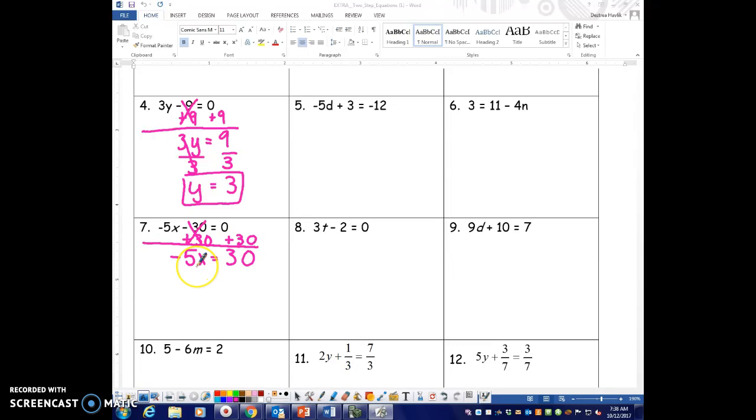Now, what's this negative 5 doing to the x? It's multiplying, so how do we get rid of it? Divide by negative 5. They cancel. X equals, what is 30 divided by negative 5? Negative 6. Okay?